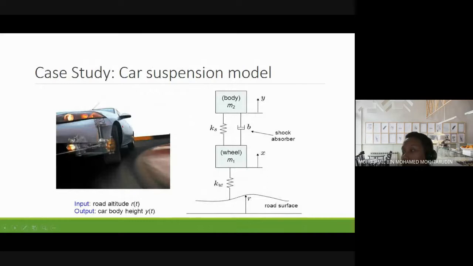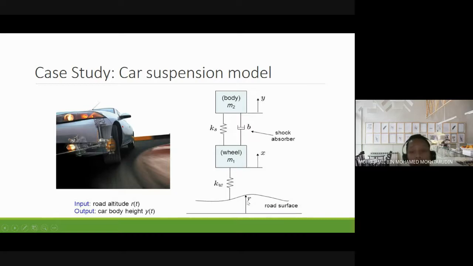Okay, so now let's look at another case study in which we want to study the car suspension model. So usually in a car suspension model, we have a spring and damper, and usually there are two masses connected together. Okay, so mass number one is the wheel, and mass number two is the car body. But in this example, instead of having input as the force, now the input is the road altitude or ketinggian jalan, okay, the road surface.